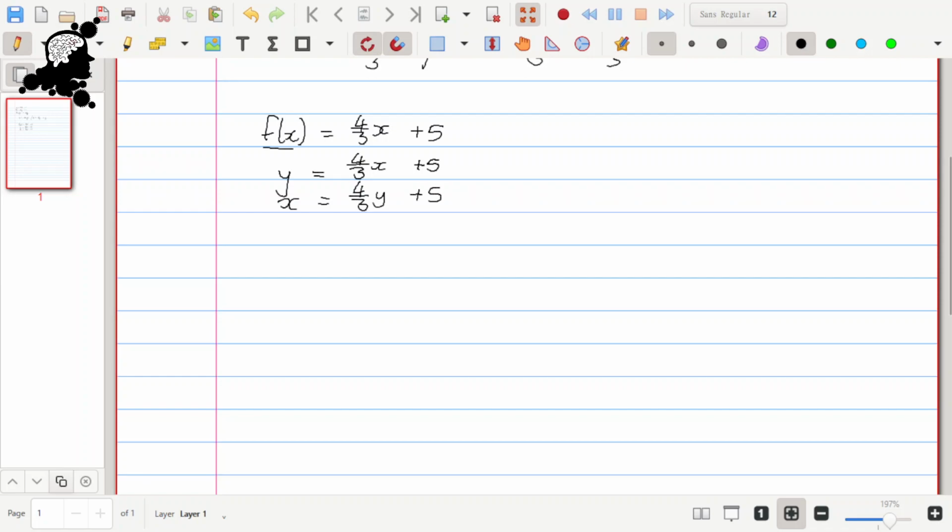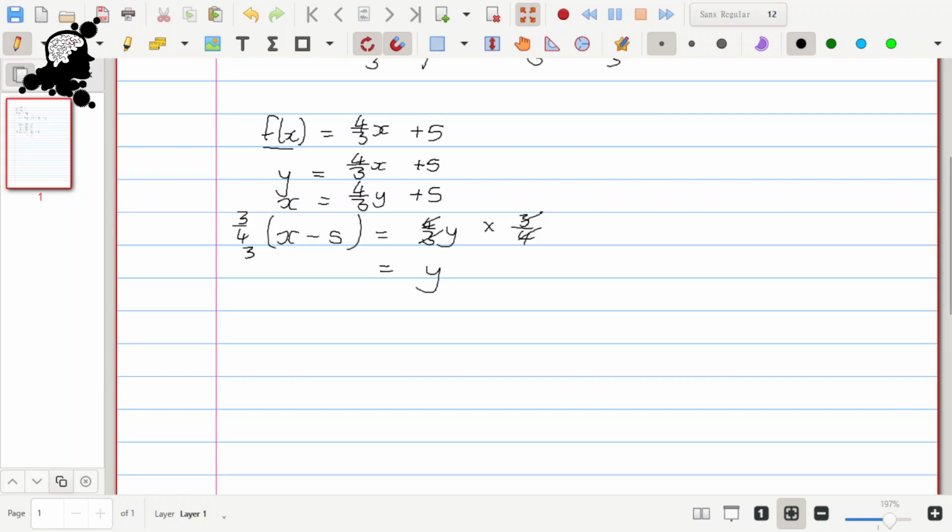Now the next step is we need to solve for y. So first of all, let's take the 5 to the other side. x minus 5 is equal to 4 over 3 y. What I'm going to do then is multiply every term by 3 over 4. So multiply every term by 3 over 4. This is to make sure that the 3 cancels the 3, the 4 cancels the 4, and we only remain with y.